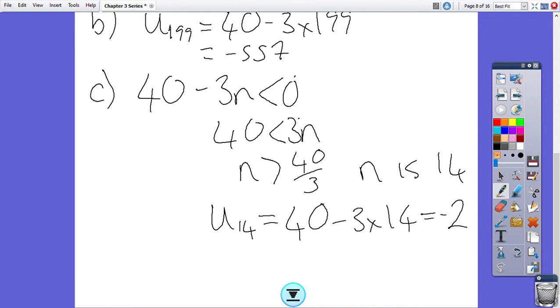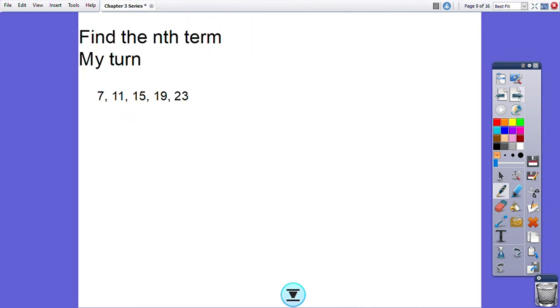Okay, can you give yourself a big tick if you got those right? If you didn't, could you go back and correct? Now let's have a look at something else. Now what I want to do is look at the nth term. I know that you'd have done this all the way back in year 8, but I want to look at it in a particular way so we can generate something algebraically.